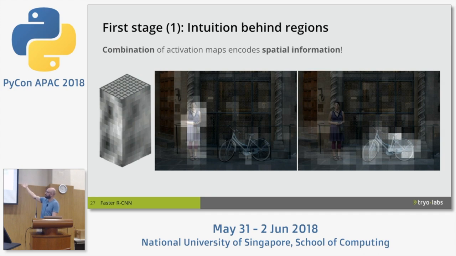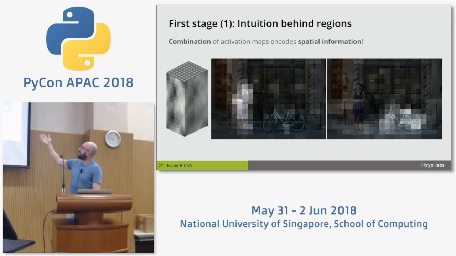So given this, we can predict the bounding boxes around the objects. If we are smart, we can say, if I'm not seeing the image, but I know that this activates on bikes, I can draw the rectangle, right? So let's do something like that. How does region proposal work?